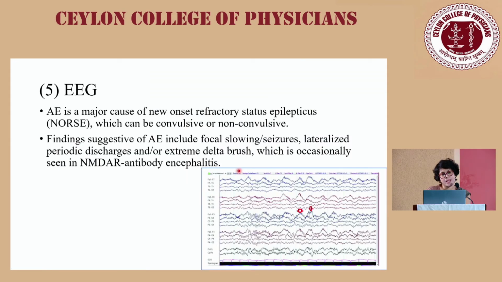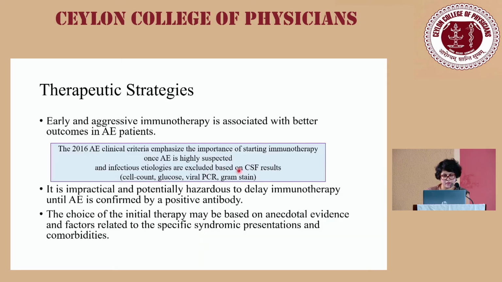So those will aid in the diagnostic workup if we have the capacity to go ahead with the brain FDG PET. EEG in most instances will show focal or diffuse slowing. There could be periodic discharges, and in extremely rare instances, we might be able to see this extreme delta brush, which is depicted in this photograph.